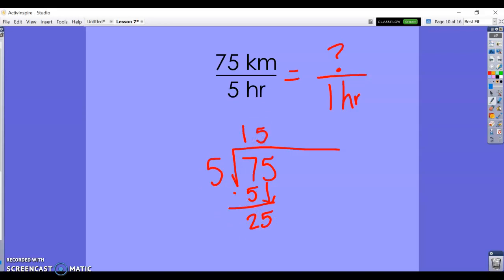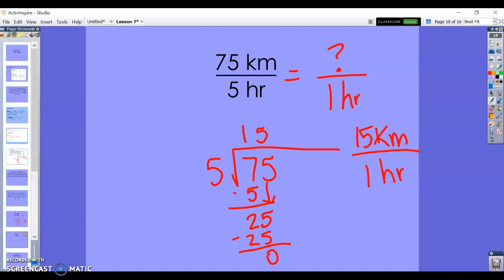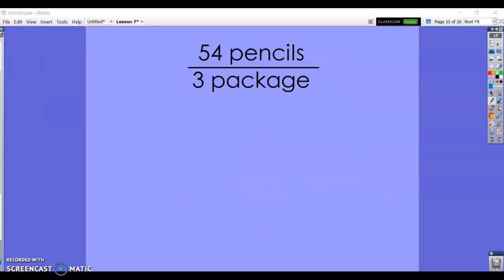If I multiply 5 times 5, that gives me 25, so I have to subtract, leaving me with no remainder. So I can travel 15 kilometers per 1 hour. All right, and let's do one more just for good measure.